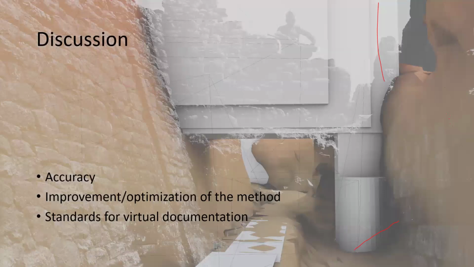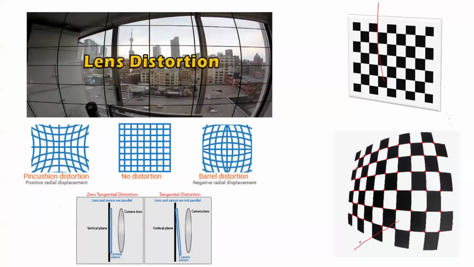So I have 3 points for the discussion: the accuracy of the modeling and the method, possible suggestions for improving and optimizing the method, and something about standards for virtual documentation. One of the main points of discussion is the accuracy of the method. One cause is our lack of knowledge about camera and lens properties of the original cameras used by the excavators.